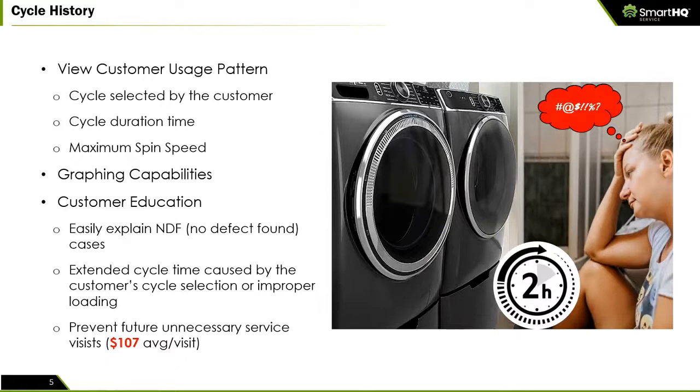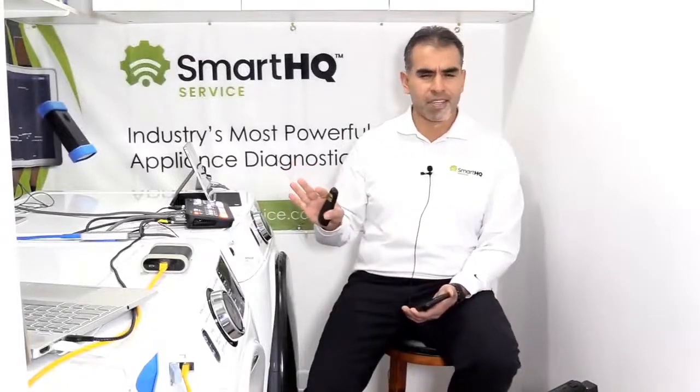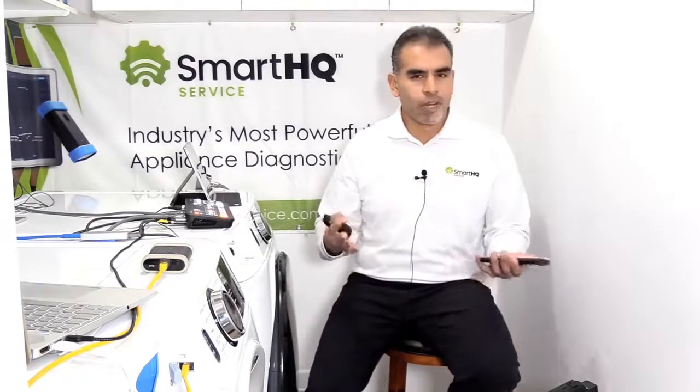I can guarantee you, if you've been in the repair industry, even for a week, and you've done some laundry products, you've come across this case where the customer states that their washing machine is taking 2 hours, hour and a half to complete the cycle. In most cases, what they say is, oh, the washer is taking forever to complete the cycle. That's what customers will typically say. And of course, we know that's not the case.